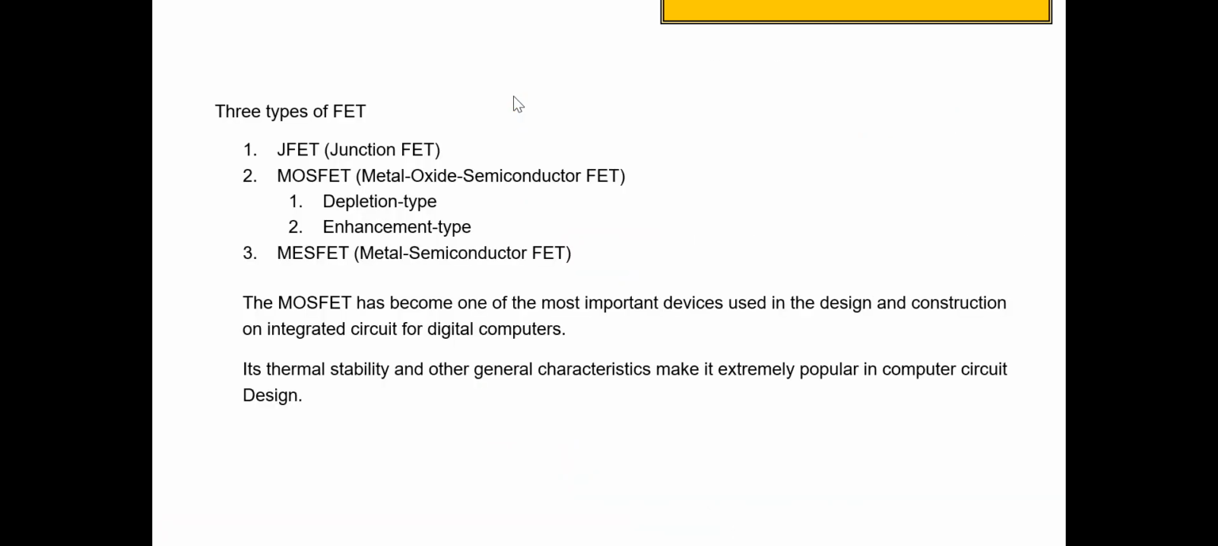And then we have three types of FET. The first one is JFET, or junction FET. And then we have MOSFET, metal oxide semiconductor FET. MOSFET has two kinds: the first one is depletion type and another one is enhancement type. And the last one is MESFET, metal semiconductor FET. So these are the three types of FET.